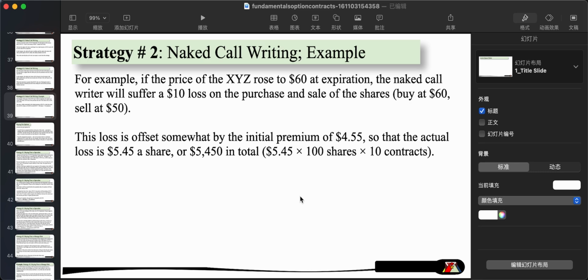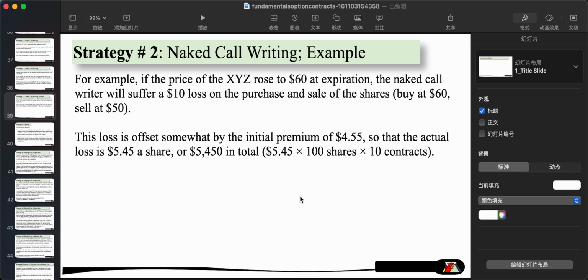So, in the last video, we were talking about how to sell a naked call. So here we will have an example, and we will explain other strategies as well. So this is an example of naked call writing, which is that you're trying to sell a naked call.